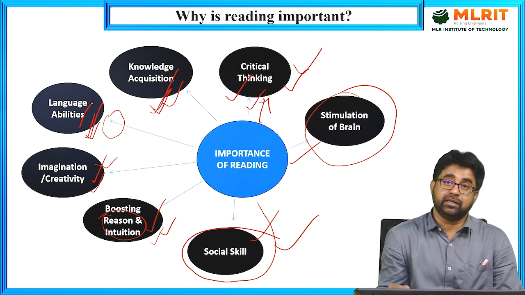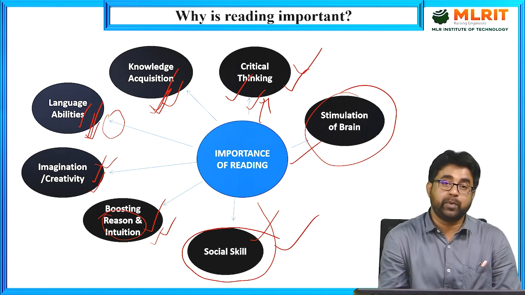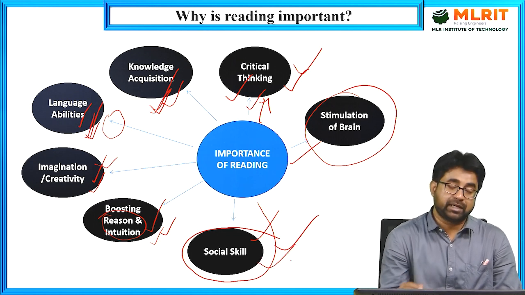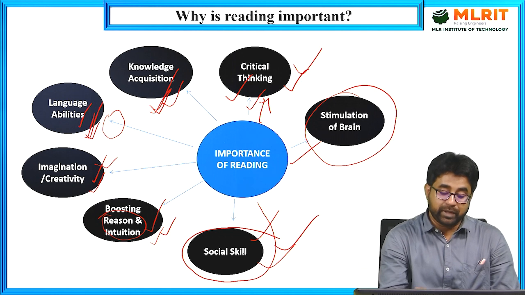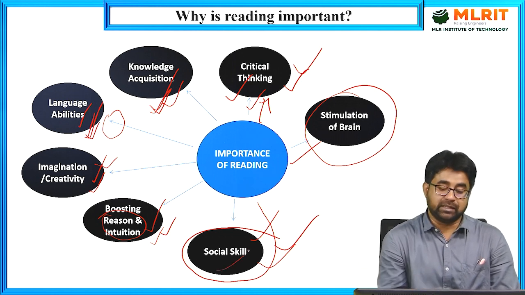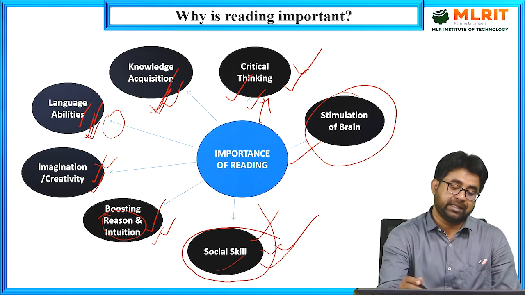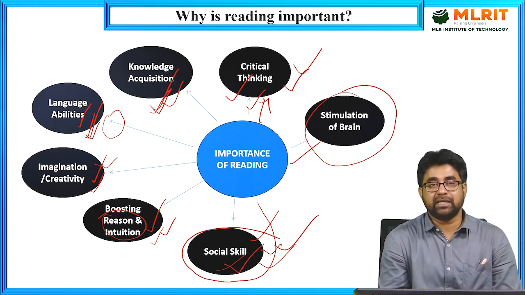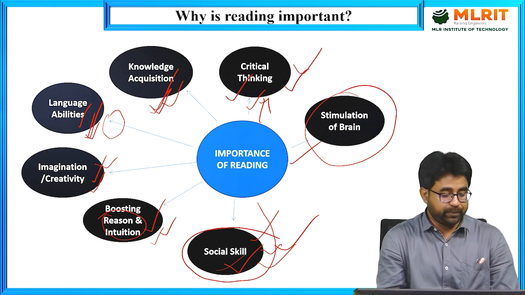Language abilities, communication. Social skill is also being able to communicate with people, which is one important aspect of social skills. So for that also, reading is important. Being imaginative and creative will also enhance our social skills. So social skills are, you can say, the amalgamation of all these points. So for developing social skills also, we need reading. These are basically the importance of reading.